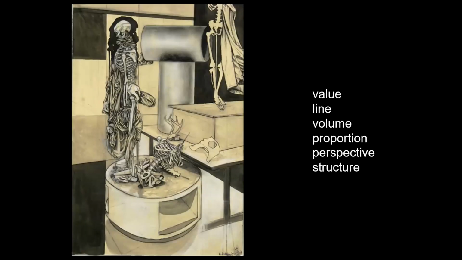Okay, now I'm going to start going over some examples for the drawing section so you get a better idea of what we're physically looking for. All of the drawings that I'm going to show you obviously show the formal elements and principles that we're looking for. This drawing in particular is a typical drawing we would get out of the UCF drawing program. So it contains value, line, volume, proportion, perspective, and structure.